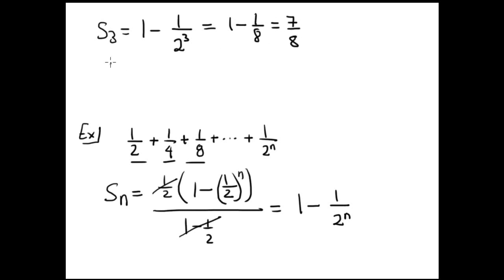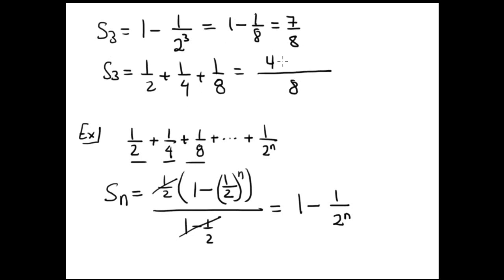If you are doing it by hand, you know the formula: 1 half plus 1 over 4 plus 1 over 8. The least common denominator is 8. 8 divided by 2 is 4 times 1 is 4. 8 divided by 4 is 2 times 1 is 2. And 8 here is 1 over 8. You add, and this is 7 over 8, exactly the same answer. The formula is perfect.